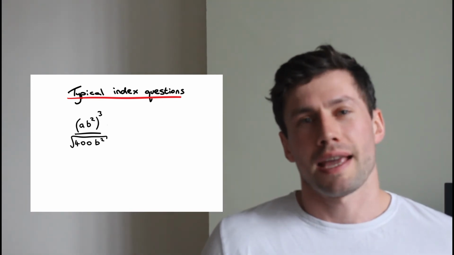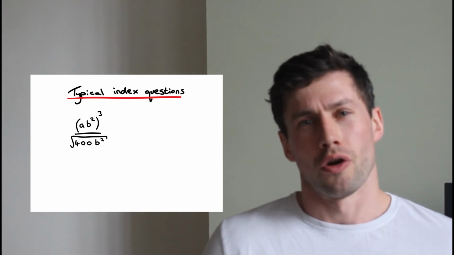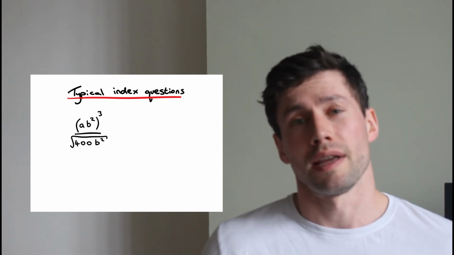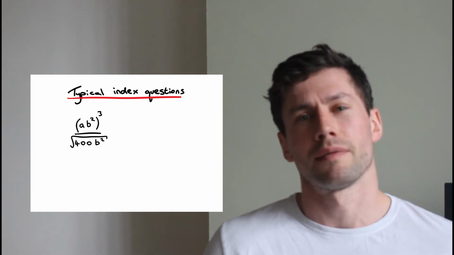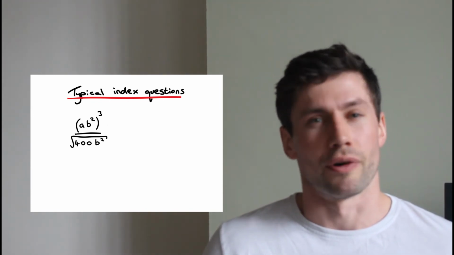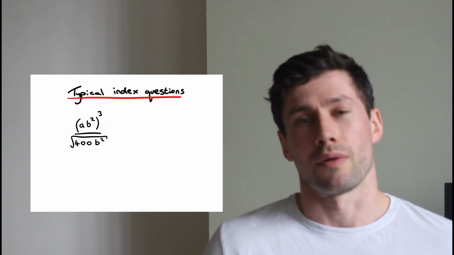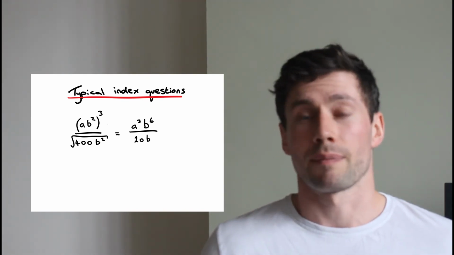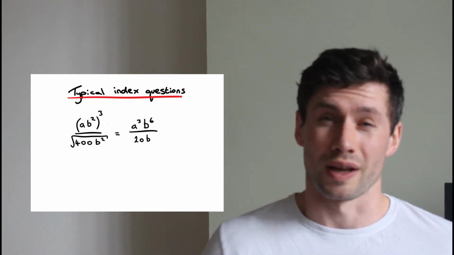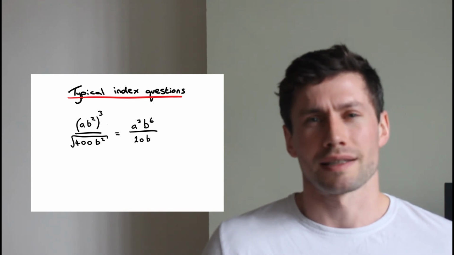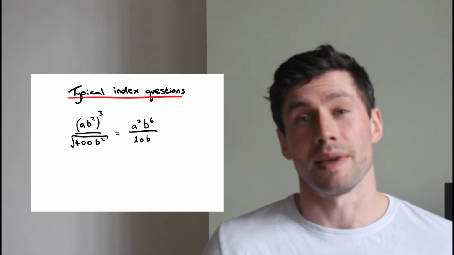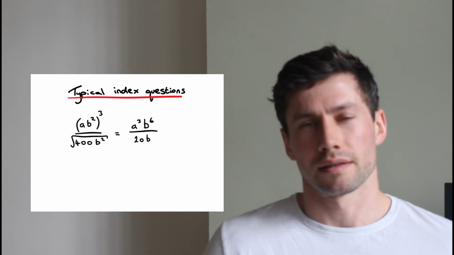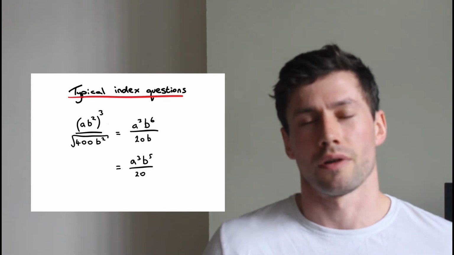Let's say we have ab squared, all cubed, over the square root of 400b squared. We want to go through slowly applying the powers on the brackets in the top line and applying the square root to the bottom line of this fraction. When we apply the power of 3 to the top line, we are left with a cubed b to the power of 6. When we apply the square root to the bottom line, we are left with 20b. Therefore, our next line should read a cubed b to the power of 6 over 20b. We can then cancel the b's, giving us a cubed b to the 5 all over 20.